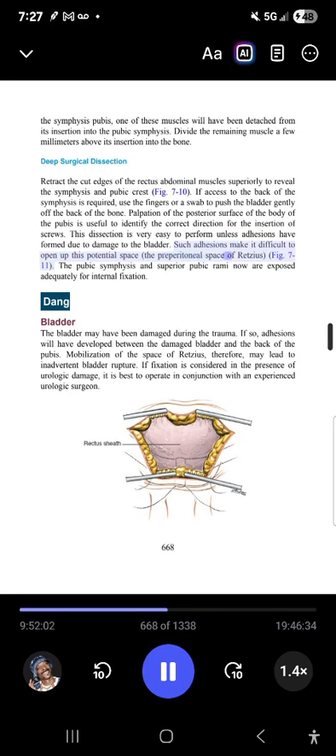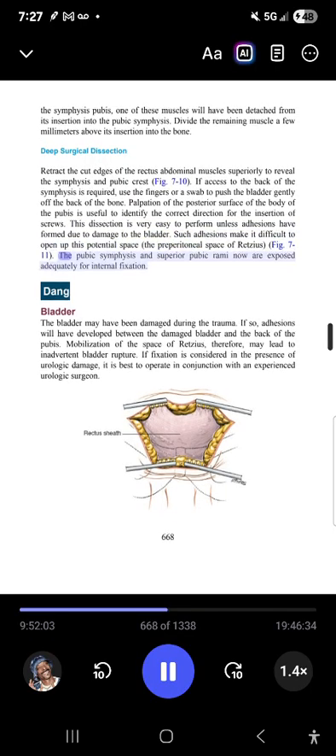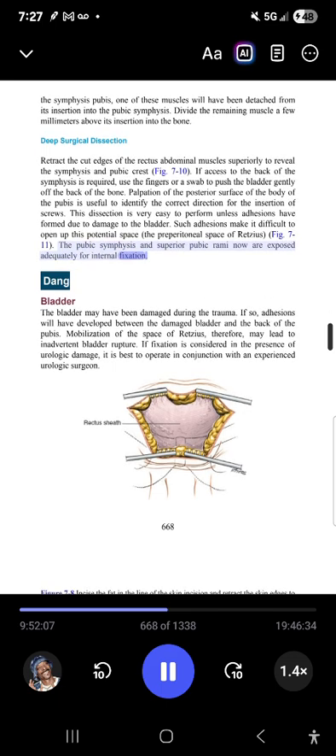The peritoneal space of Retzius. Figure 7-11. The pubic symphysis and superior pubic rami now are exposed adequately for internal fixation.